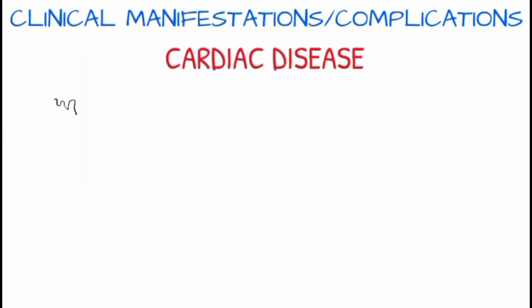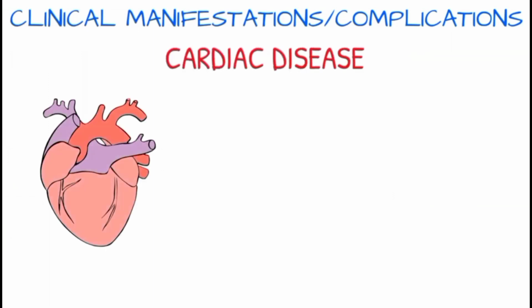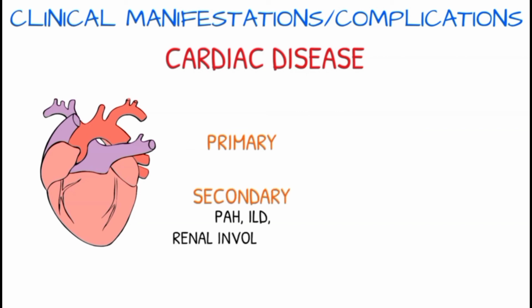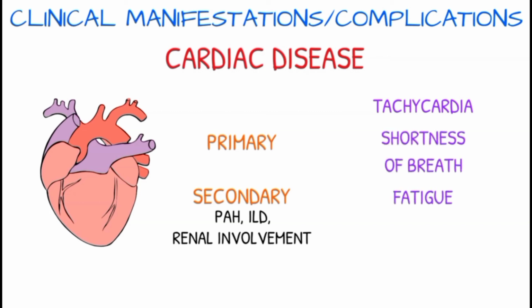Cardiac disease is another possible complication of scleroderma. It occurs more frequently in those with diffuse cutaneous systemic sclerosis. It may be primary or secondary to pulmonary arterial hypertension, interstitial lung disease, or renal involvement. The heart's conduction system may be affected by fibrosis, which could lead to tachycardia. Other symptoms of cardiac involvement include shortness of breath, fatigue, abdominal or lower extremity edema, or arrhythmias.